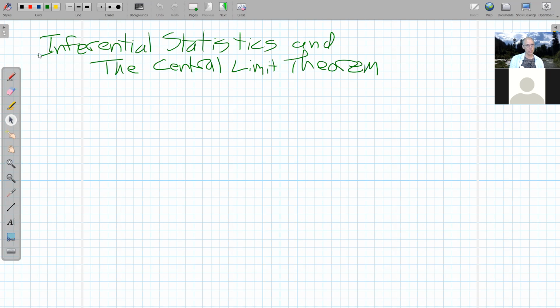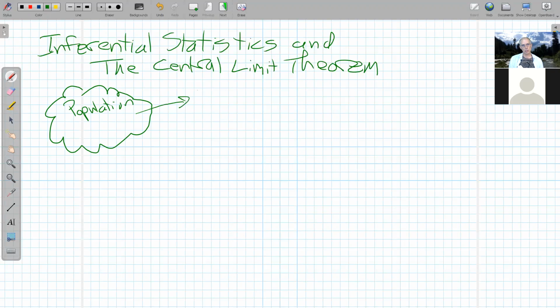Inferential statistics, reminder, is where we want to make some predictions about a population, or we just want to know things about a population, right? So we get this cloud I keep drawing here. That's this population that's hard to grasp. And then from that population, we do some random sampling, and we end up with a sample. When we get repeated samples, we build what's called a sampling distribution. So repeated samples.